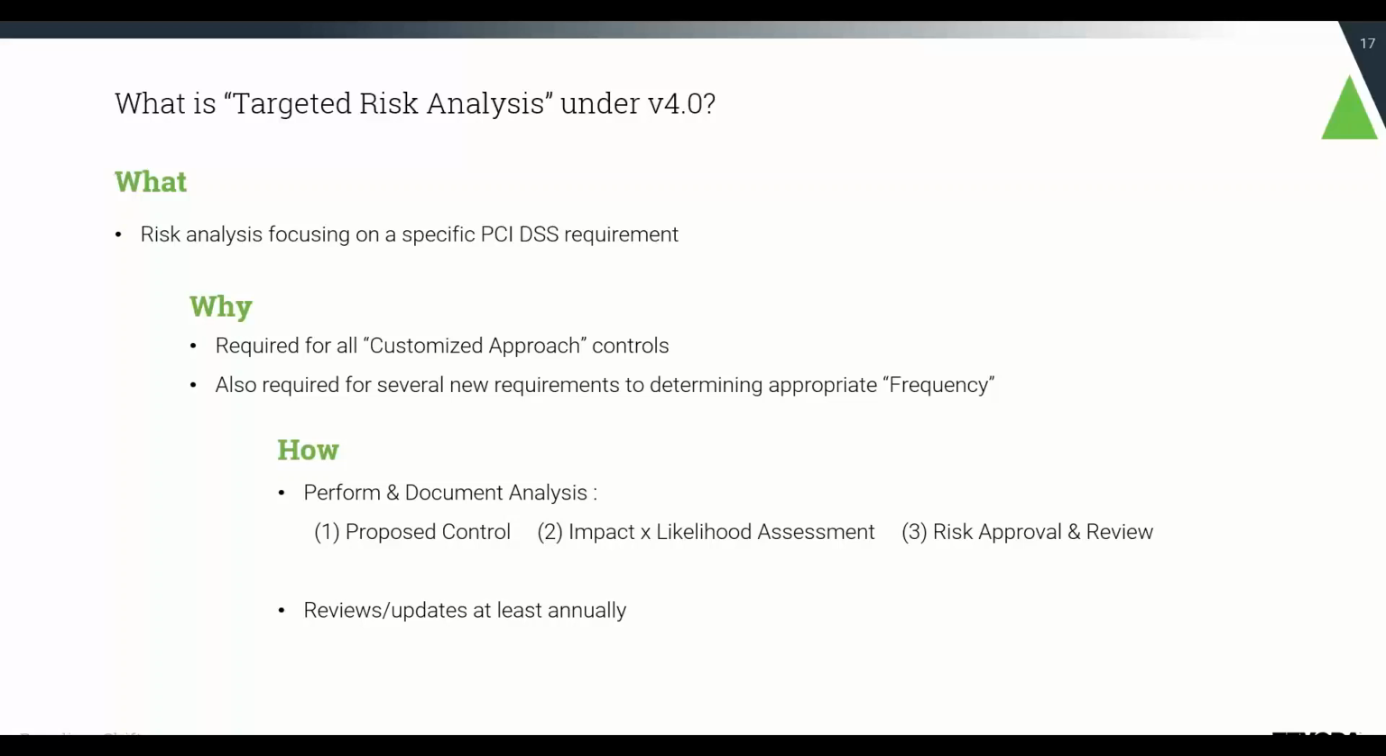So for the how, for those of you who are familiar with this assessment, this is not too different. The only difference is that you're focusing on a specific control, but the essence of it is that you define a proposed control, and you evaluate how that control would contribute to the impact and likelihood of a cardholder data breach. You then go through the process of documenting that risk, getting it approved, and having it reviewed at least on an annual basis. Very standard practice in the risk management programs we see in the industry.